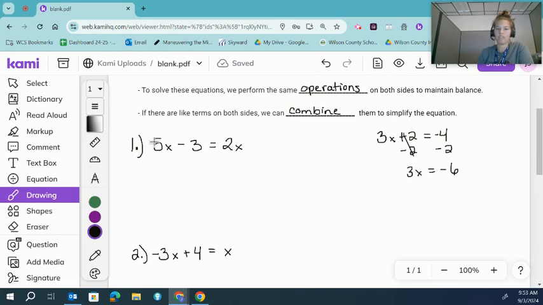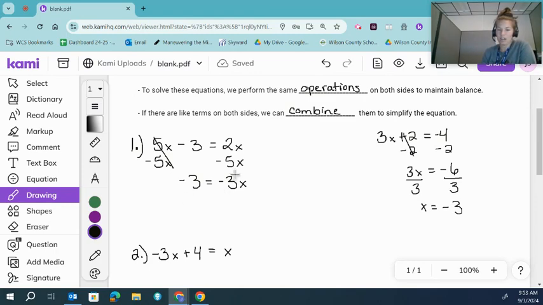So I am going to do the same thing here, but my like terms happen to be the ones with the variable. In this case, I'm going to subtract 5x from both sides. So I am left with negative 3 equals, and then 2x minus 5x is negative 3x. And then I'm going to solve the exact same way that I would have previously. I divide by 3 on both sides here, so x equals negative 3.